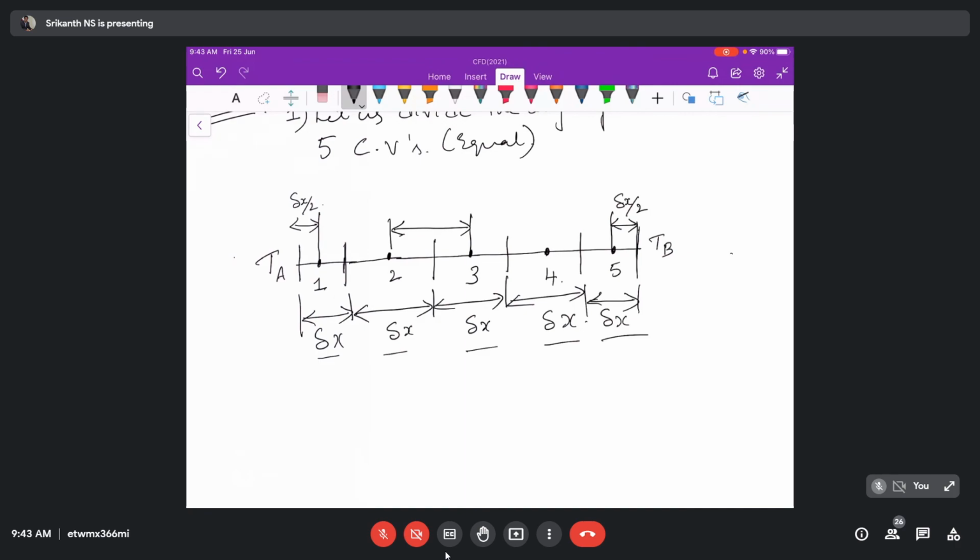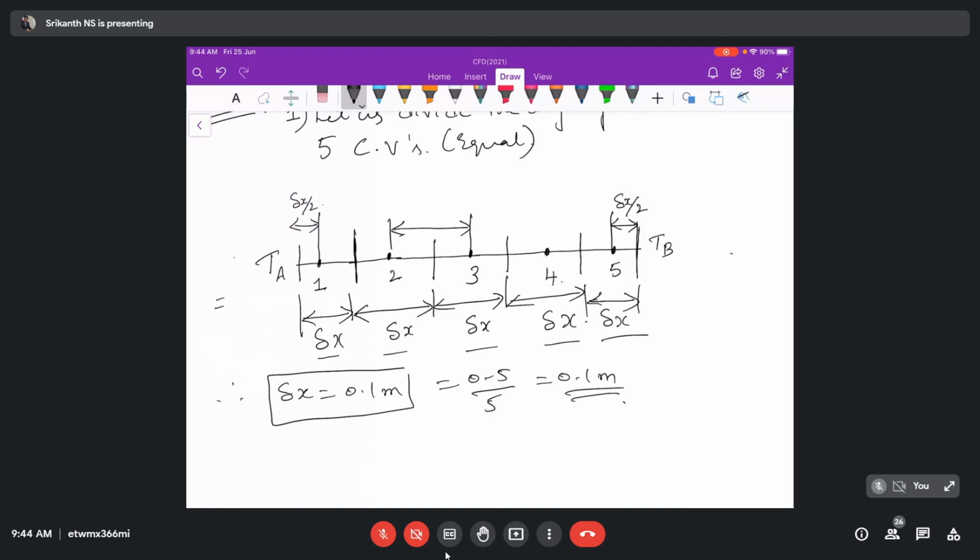Please understand this: the length is 0.5 meter divided by 5, which gives 0.1. So here you can consider delta x equal to 0.1 meter, which is nothing but 0.5 divided by 5. So the 5 control volumes are equally divided. All the control volumes are equal, so don't get confused. Now we have to solve. This is the domain.